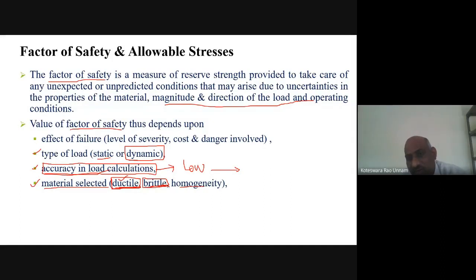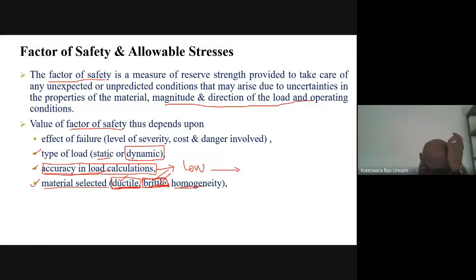It won't show any considerable plastic deformation. Suddenly it is going to fail. Brittle materials fail suddenly without giving any indication, whereas ductile materials will give you some indication. Therefore, while designing the component based on the material, if the material is brittle, the factor of safety should be higher when compared to ductile materials.